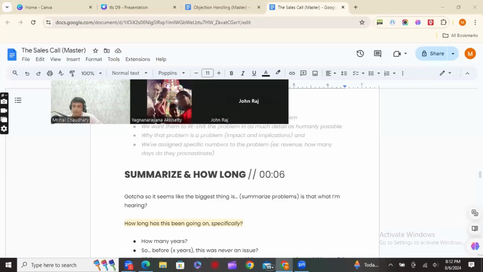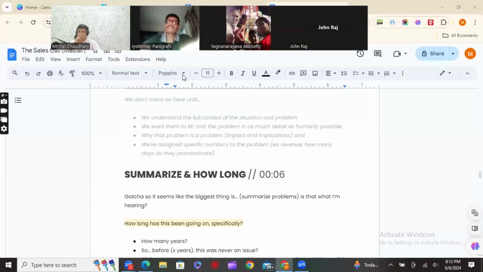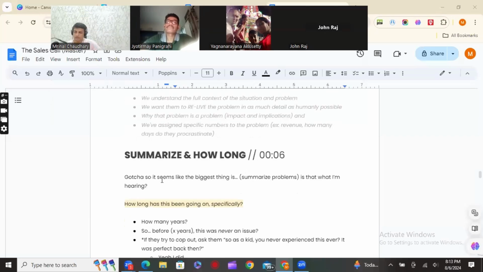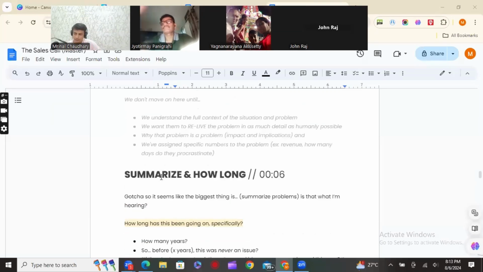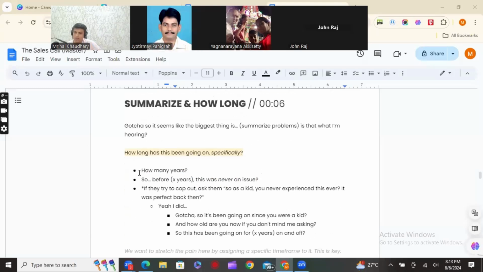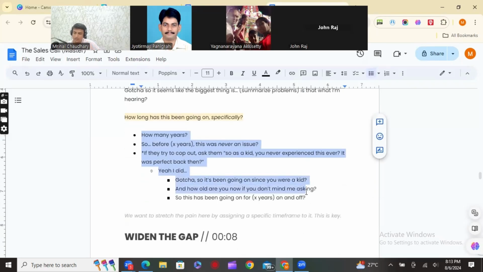Then we will summarize how long. Okay, so how many years are you suffering from this kind of problem? So this was never an issue. If they try to cope, ask them, as a kid you never experienced this, it was perfect back then. They say, yeah, it was. So we are going back to the problem, how many years they are facing. It's been going on since how many years.